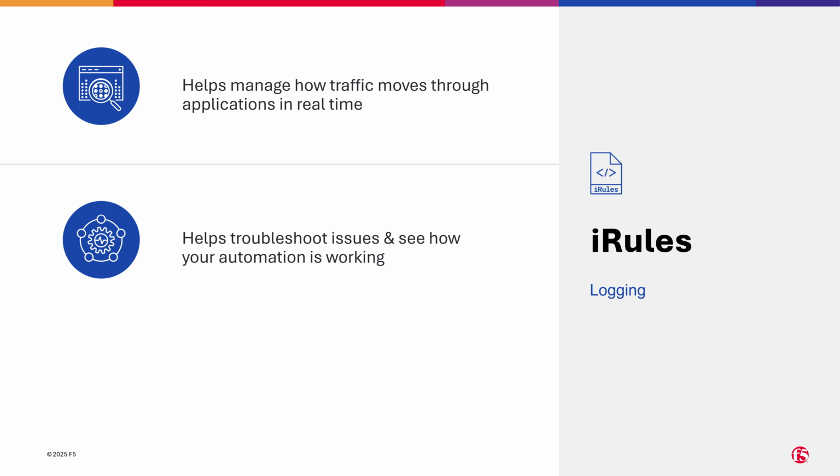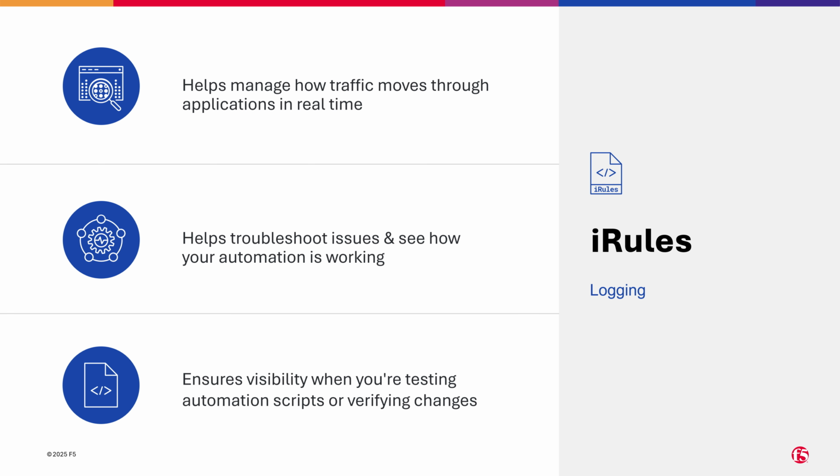This helps you understand how your automation is working and makes it easier to troubleshoot problems. Using the log command in an iRule, you can write messages to the Big IP log files. These messages can include key information, like when an automated rule is triggered or when a request matches certain criteria. This visibility is useful when you're testing automation scripts or verifying that changes work as expected.